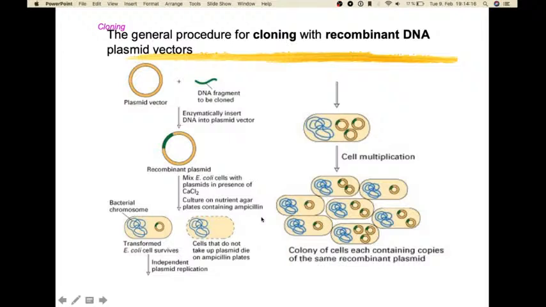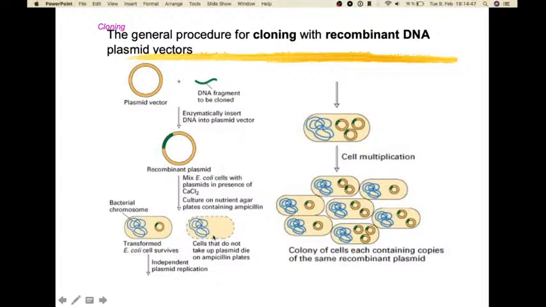The general procedure: you have a plasmid vector. Then you add your DNA fragment that you want to be cloned. Both are enzymatically inserted into the plasmid vector. Then you have a recombinant plasmid. Then you mix your E. coli cells with the plasmid in presence of calcium chloride. Then culture on nutrient agar plates containing ampicillin. So you have the bacterial chromosome and the transformed E. coli cell surviving here.